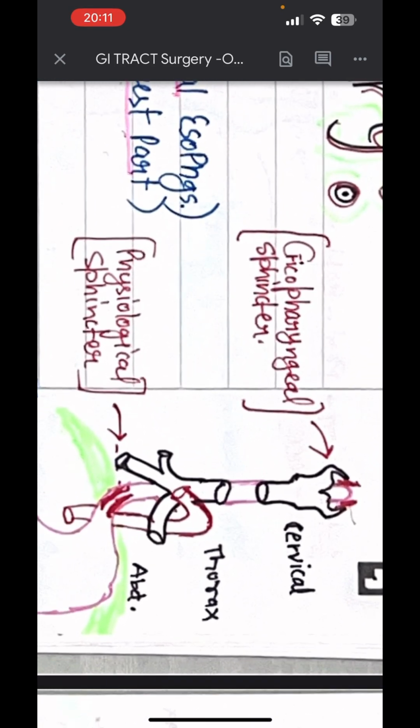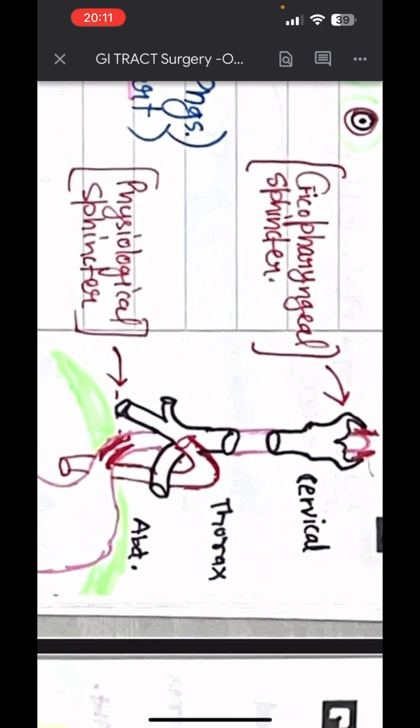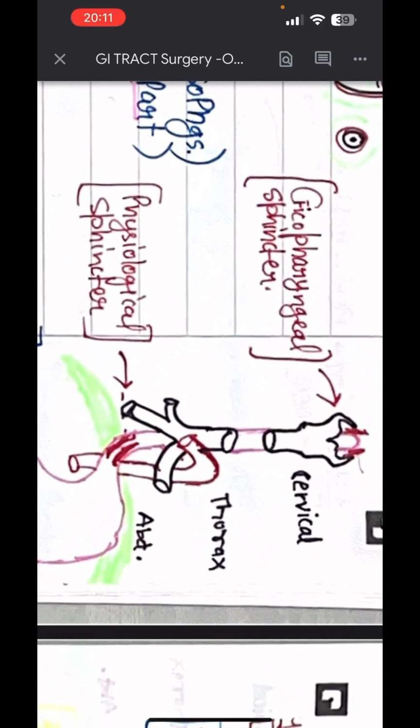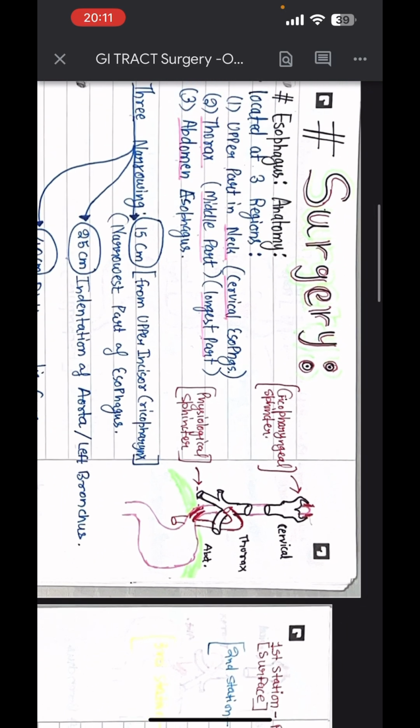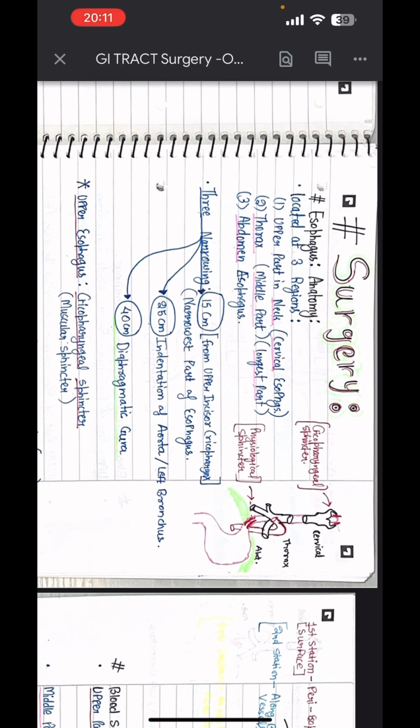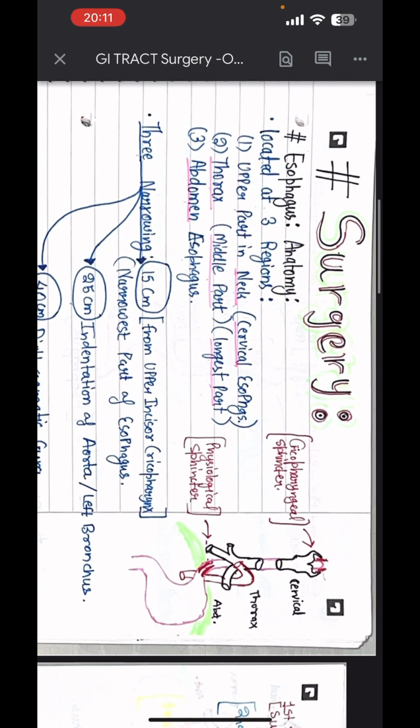You see the cricopharyngeal sphincter. This is located at the neck portion or the cervical portion. This is a muscular portion which helps in swallowing and a lot more things. But the lower esophageal sphincter, as you can see, is a physiological sphincter. You know the name, lower esophageal sphincter. The lower esophageal sphincter is not muscular, it's a physiological sphincter that you cannot control. You can control the cricopharyngeal sphincter because that's muscular. So the main thing is there are three parts: cervical, thorax, and abdominal.